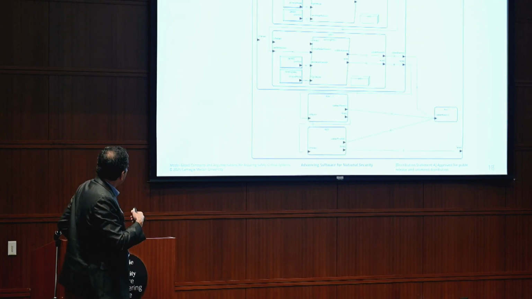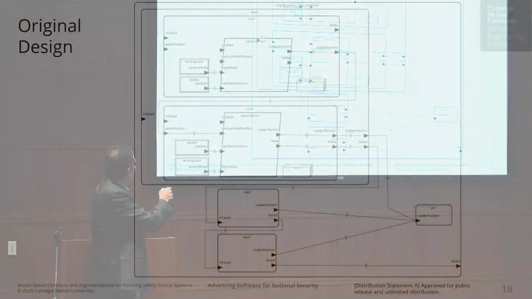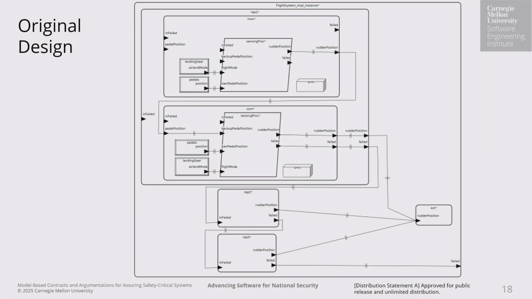Of course, analyzing multiple, this is the original design, don't worry about this. This is the pictorial view in AADL. They have independent sensors, right? The COM and MON. COM is commander, MON monitor, right? I'm just exploring one of them.